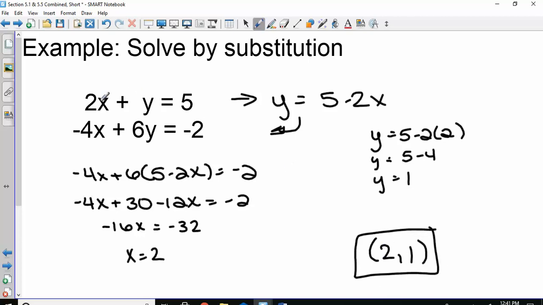You can always check it. 4 plus 1 is 5. Negative 8 plus 6 is negative 2. So it works. Are we good with substitution?